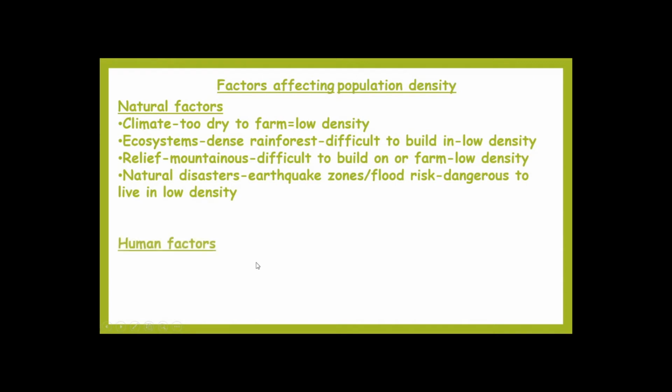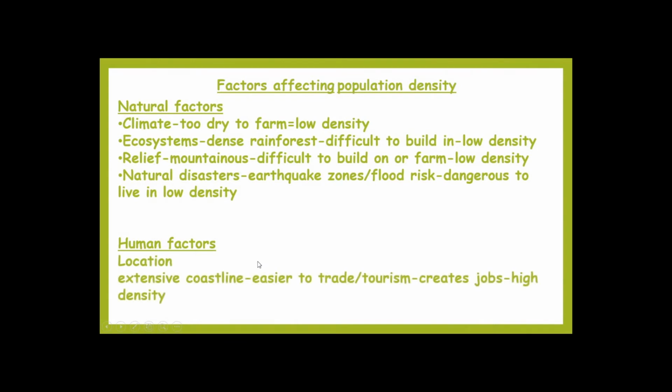There are human factors to consider as well. Usually whether the location is close to the coastline or if it's landlocked. Coastline means it's easier to trade and you're going to get a lot of tourism. Both of those things create jobs and bring money to the economy, so people are going to want to be there because of the opportunities that it offers. If you're landlocked, however, like Mali, for example, in sub-Saharan Africa, it's harder to trade, fewer jobs, lower population density.